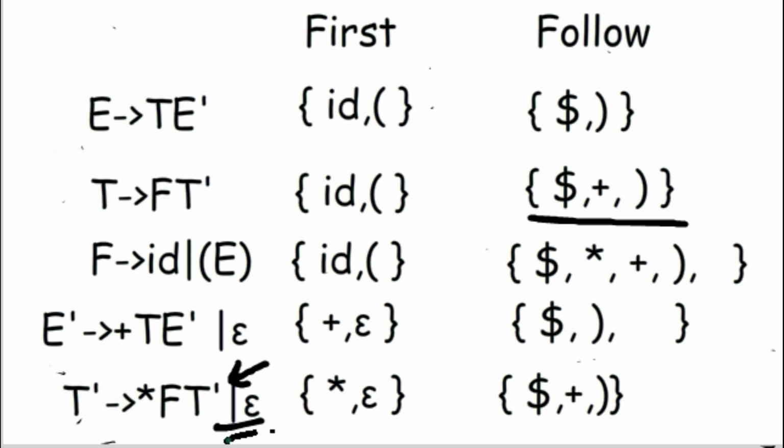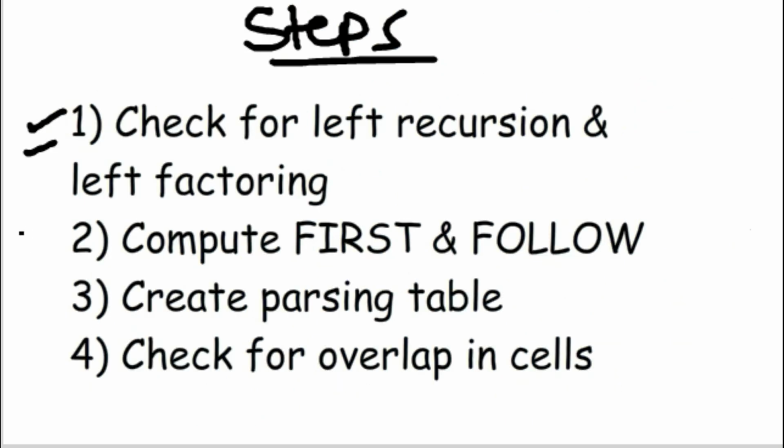Now let us go to this one. To find the follow of T dash, we will go back to the first T dash, and we know that the follow of the start symbol is always a dollar. So dollar is already there. So this one is also resolved. So these are all the firsts and these are all the follows. So we have completed the second step also.